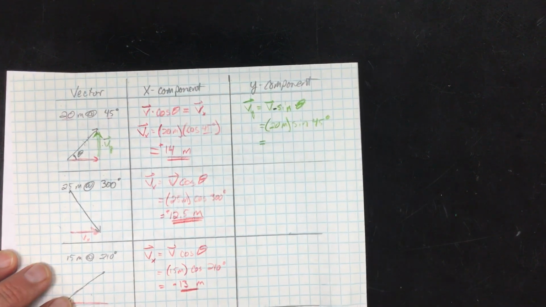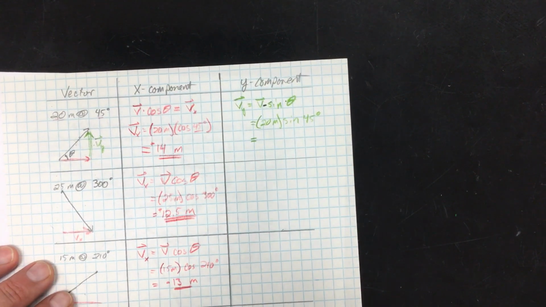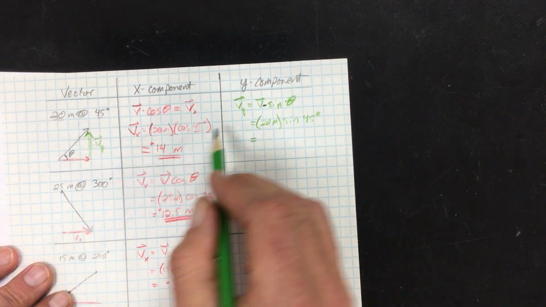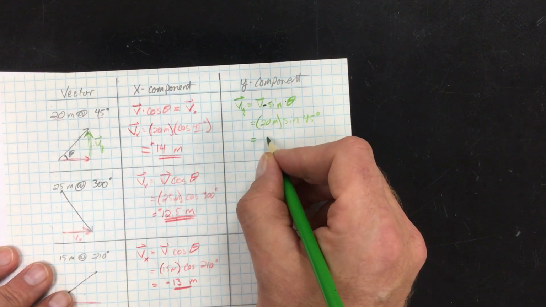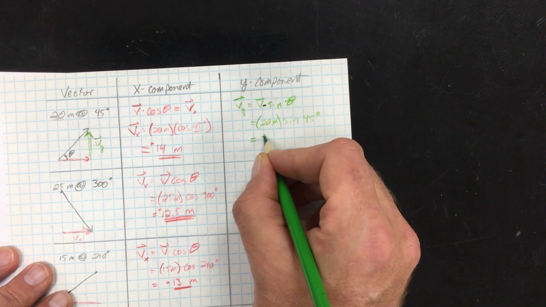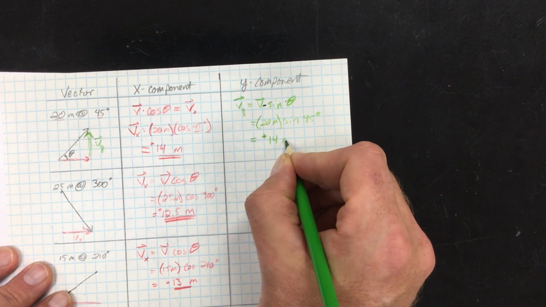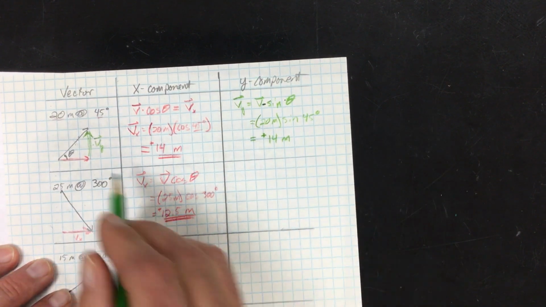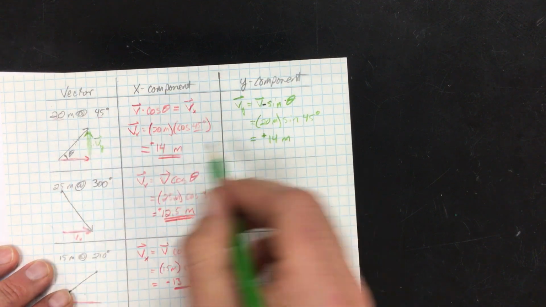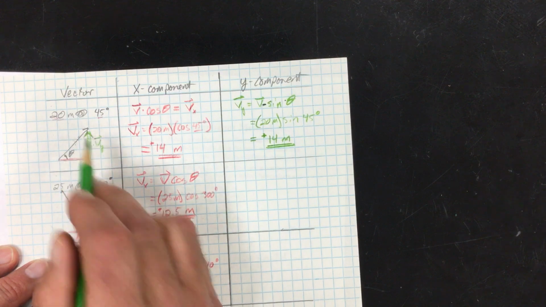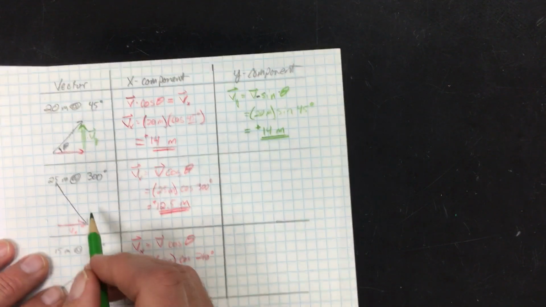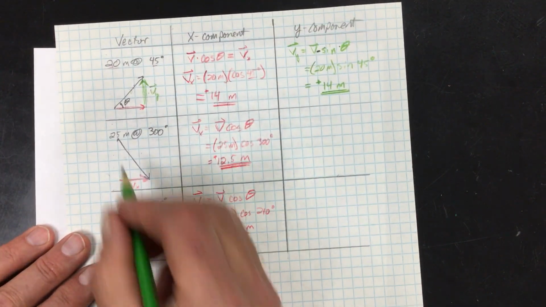Now, this one, I don't even have to go any further. I don't have to go to my calculator because I've got a 45-45-90 triangle. I know that both of these components are going to be the same size. So I'm just going to go ahead and cheat. I'm not even going to look at my calculator. I'm going to call that a positive 14 meters. How do I know it's positive? Aside from just what the calculator would show me, I can see from my sketch that the y component would be pointing up. So I move on to the next one now.